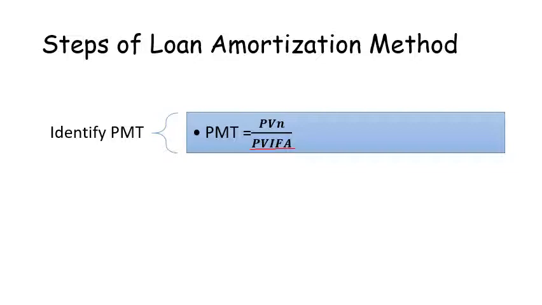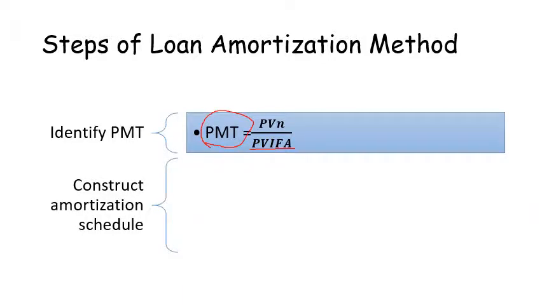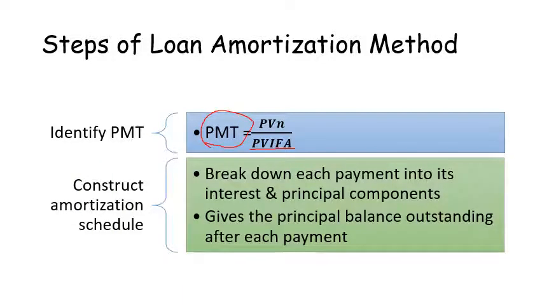After calculating how much you will pay at the end of each period, we can construct the amortization schedule. Why? To break down each payment into interest and principal components, to identify how much interest you will pay in each PMT, or each amount of payment, and how much of the principal you will repay in each payment. The amortization schedule also shows the principal balance outstanding after each payment, or at the end of each period.